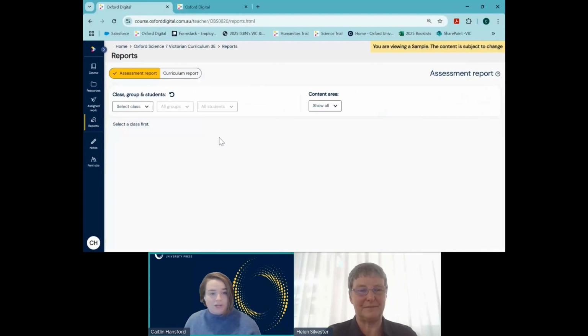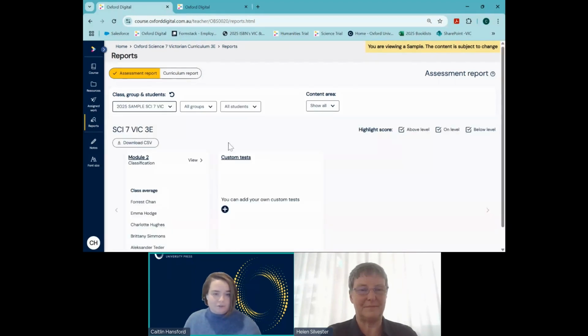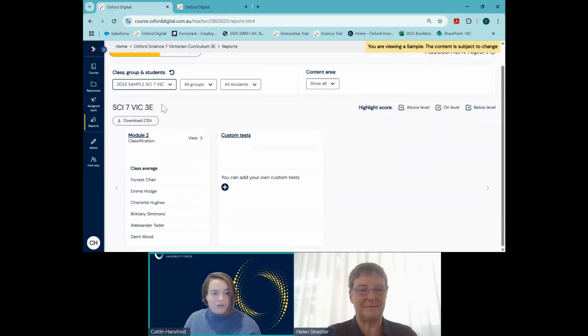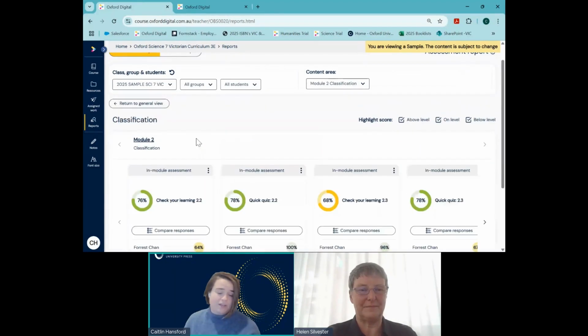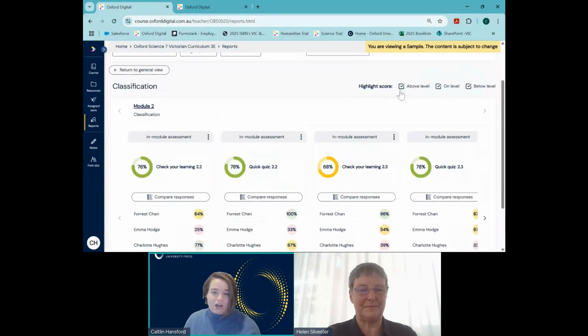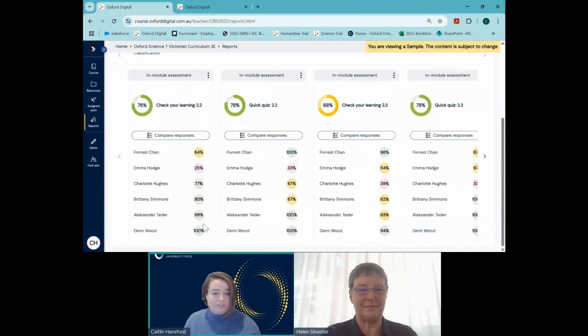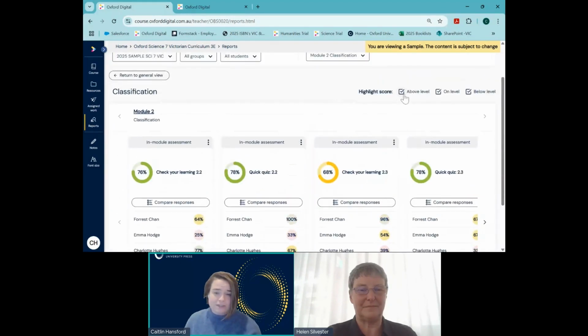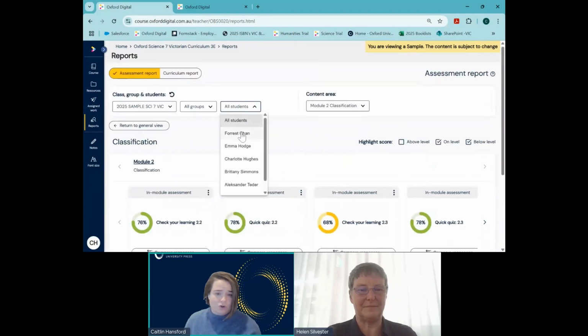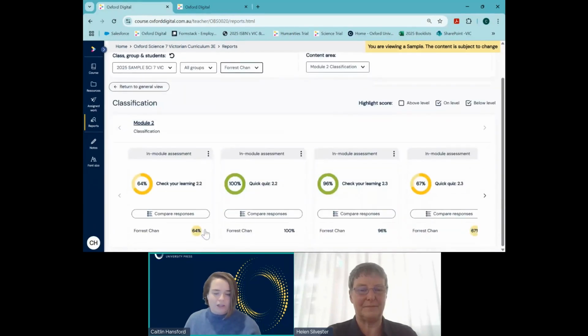In regards to reporting, we've got 2 types of reporting. The curriculum reporting goes right down to each of the curriculum links and making sure that you're able to identify that you've met those needs of the curriculum. In the assessment reporting, you have a lot of things that you're able to do. You're able to download it as a CSV for your reporting needs. This highlight score above, on, and below level is this color scheme. It makes it easy for you to identify things, but maybe you're just meeting with one student or in a parent-teacher interview and you don't want to highlight that they're maybe not having the greatest time in the class. You can take that color away.